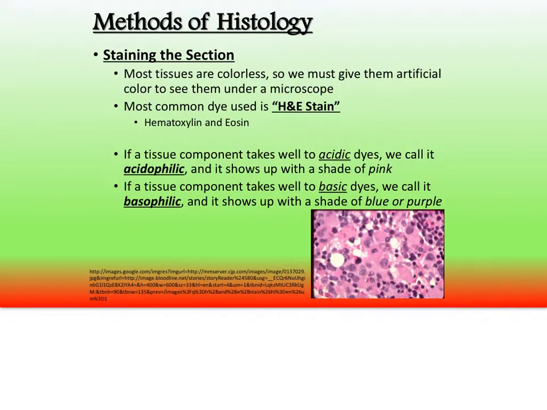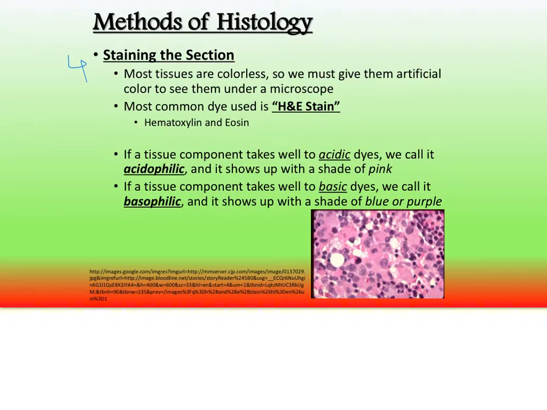Now, the fourth and final step that we do: we fix it, we mount it, we section it, and then we have to stain it. And this is because most of your tissues are colorless once the blood drains out of them. Not that you would see nothing under a microscope, but you couldn't really see much in the way of detail. So instead, we stain it. We use a dye and expose that to the tissue, and then usually you rinse the dye away, and it leaves some of the tissue stained.